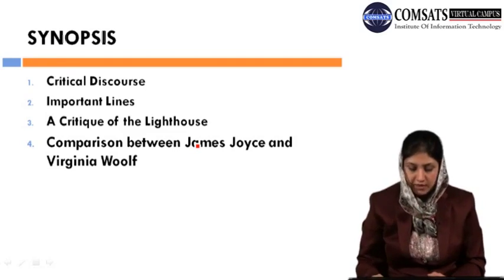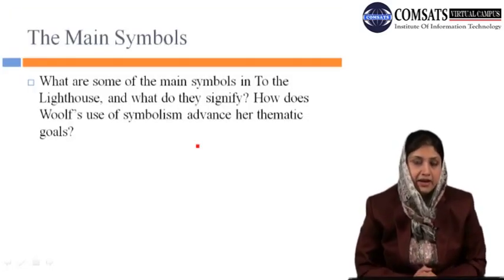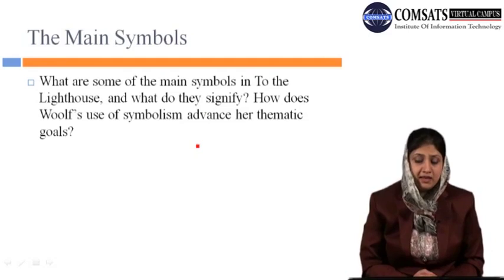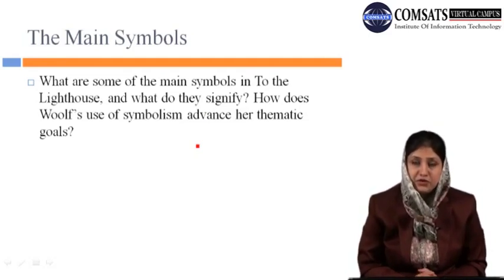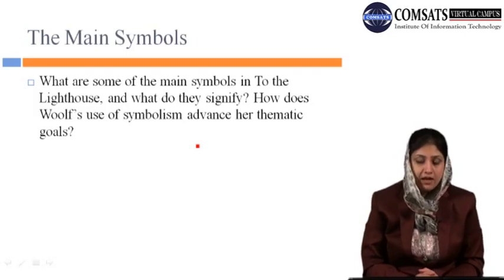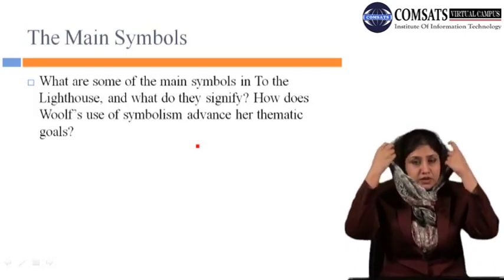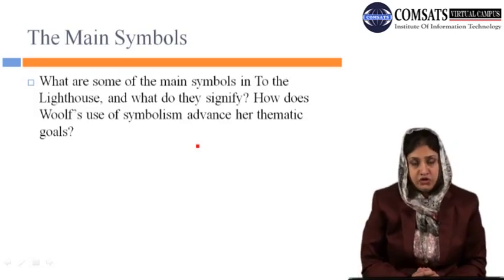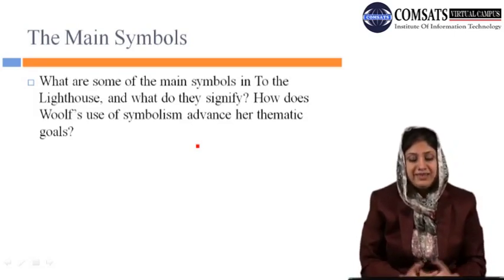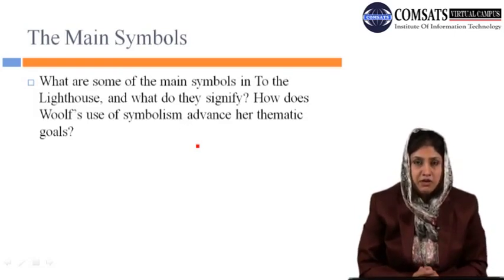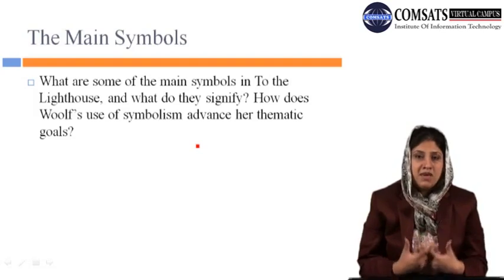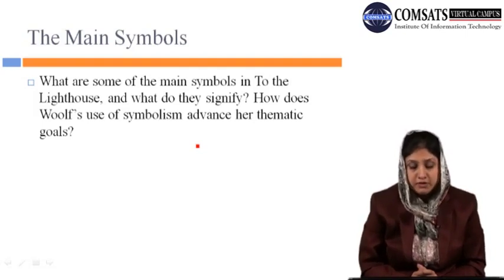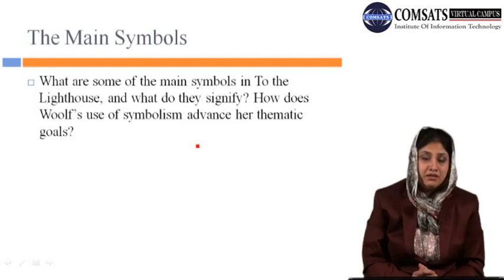So let's begin with today's talk, which makes us look at different symbols used in the story. This makes us ask what are some of the main symbols in To the Lighthouse and what do they signify? We understand very well that symbols, motifs and themes are used to neatly knit the plot structure of the story, and they always add to the meaning; they are basically meaning-making devices used by writers. So how does Woolf's use of symbolism advance her thematic goals?